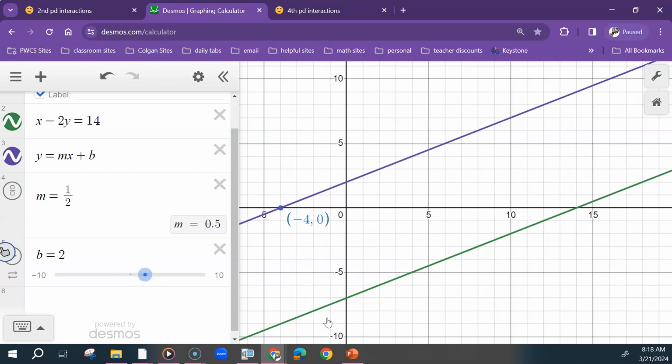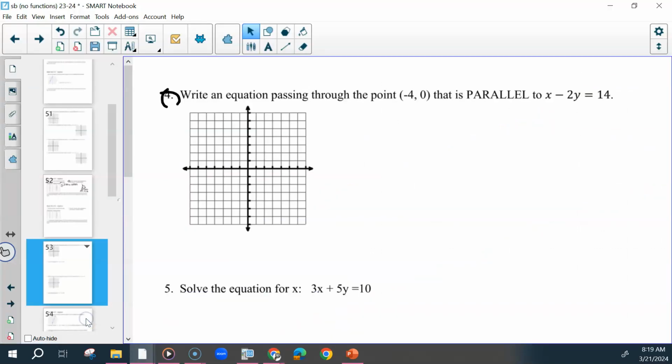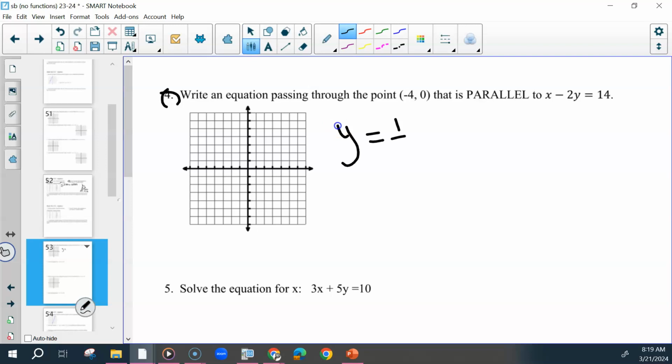So then your equation would be y equals 1/2 x plus 2. And you would say you use Desmos. Or if you solve the equation and then use the graph, you could say use the graph. Or if you did it algebraically, solve the equation, use your point slope, and I would see your work. Questions on that?